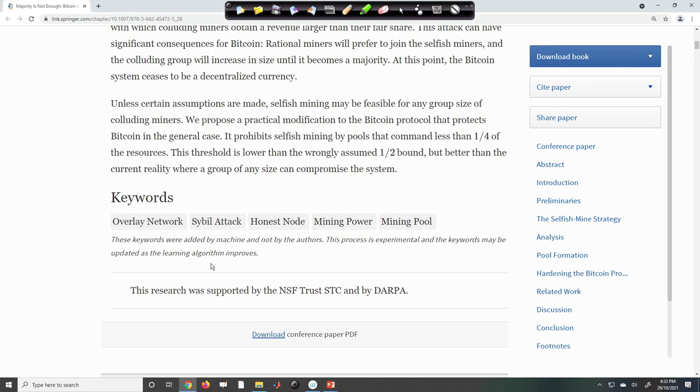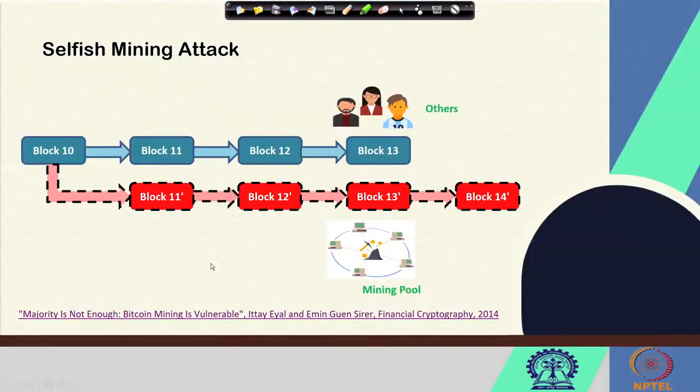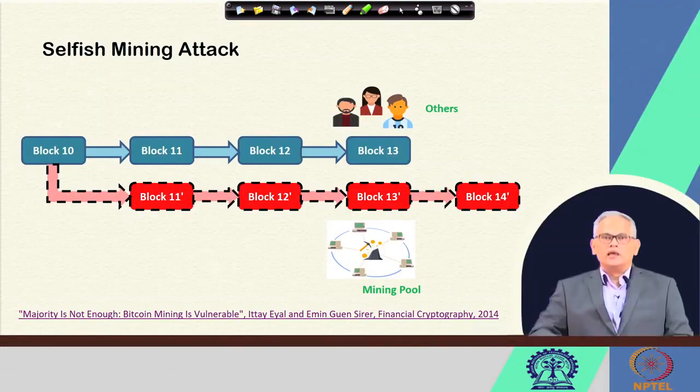Also, this paper talks about the scenarios in a lot more detail. We are going to cover the basic ideas here in this lecture, and beyond that, not only this paper, you can search for the selfish mining attack and you will get a lot of other materials on the internet. So, please take a look at those, but this is the paper where they talk in detail about the selfish mining attack.